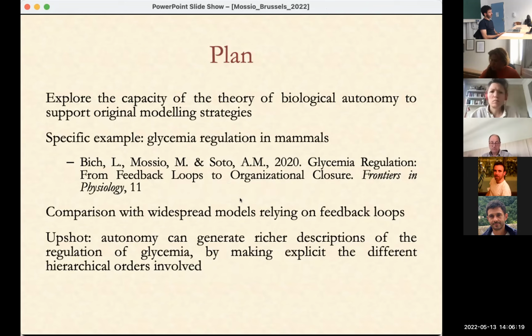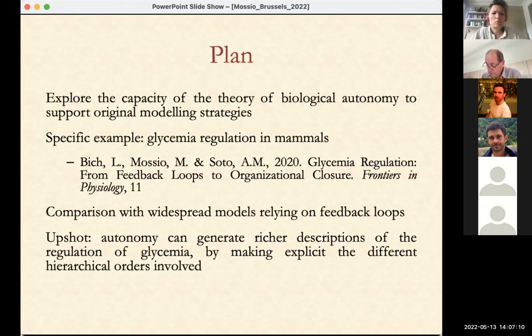My goal here is to explore the capacity that the theory of autonomy has to support an original modeling strategy. What does it change when we model specific phenomena if we apply the concepts stemming from this theory? Because what must be said is that there are very few existing models that are actually based on this theory of concepts. So to try to make a step forward in this direction, we propose a sort of proof of concept, which is not a real model, it's an illustration of how things could change if we use the main concepts of the theory of autonomy.